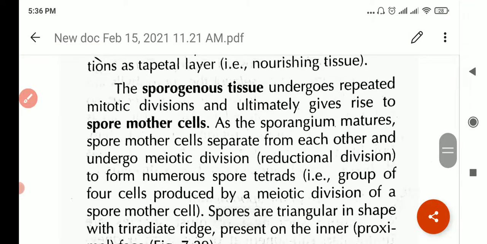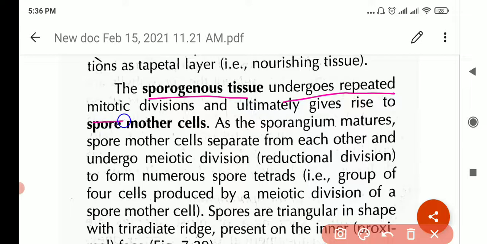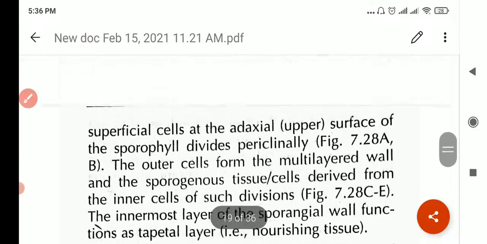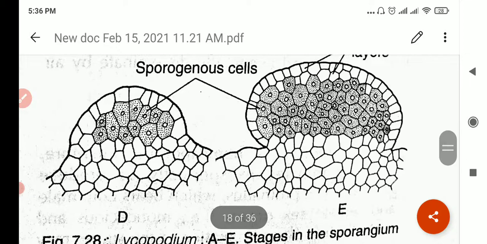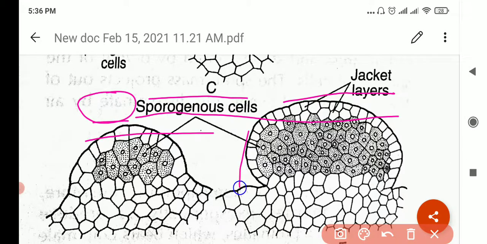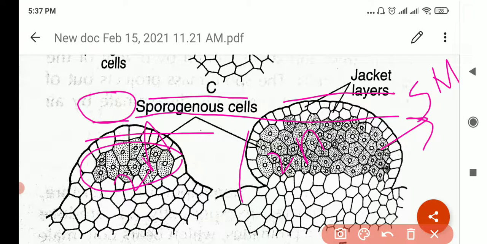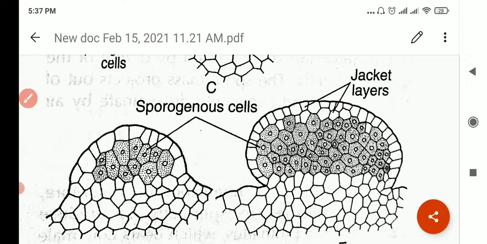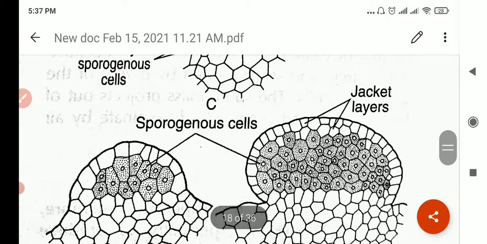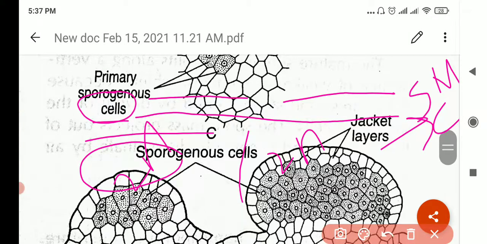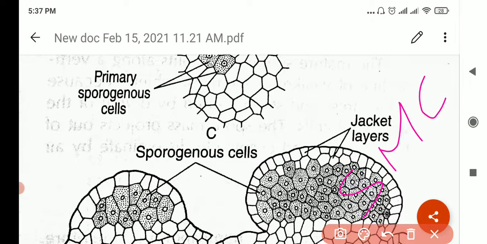Okay, so the sporogenous tissue undergoes repeated mitotic division, here it's mitosis, okay, and gives rise to the spore mother cells, okay. Like as I said, these sporogenous cells, they will divide by mitosis. This is all 2N, okay. These sporogenous cells, they have divided and they will give rise to the spore mother cell, SMC. I'm just writing in short, no? Spore mother cells. They will divide again to form the spores. Okay, so I hope it's clear.